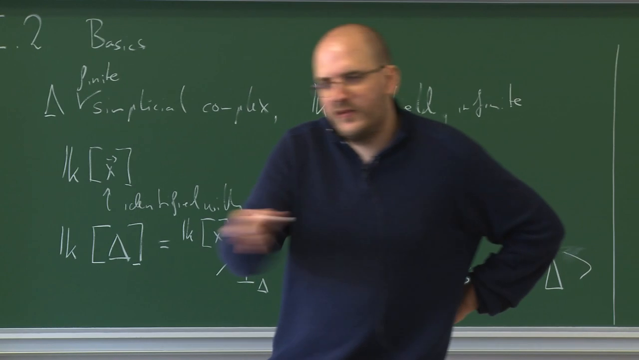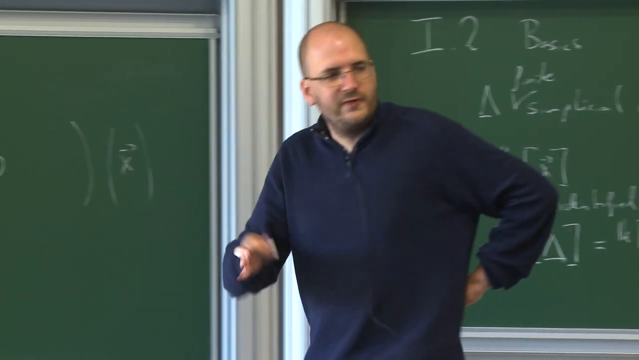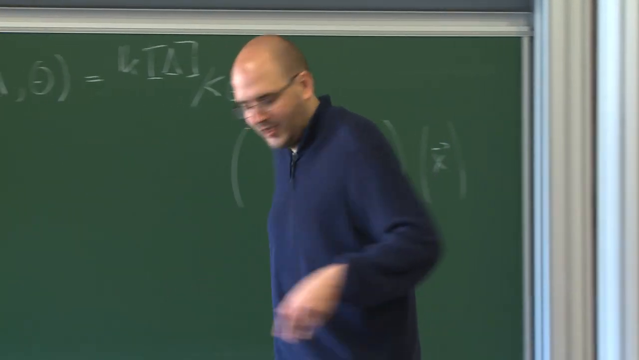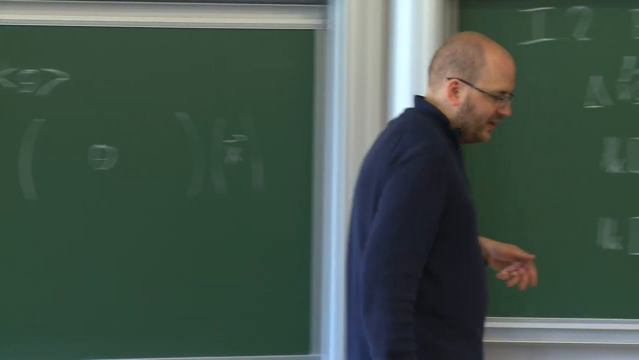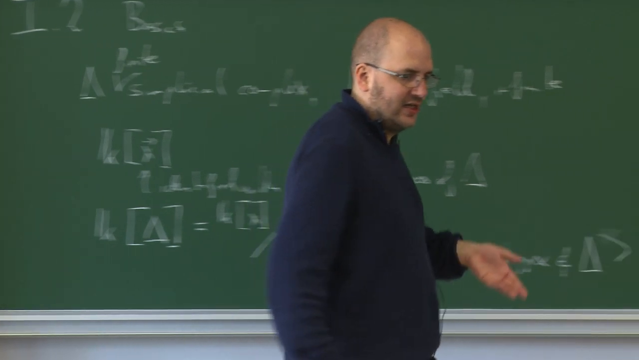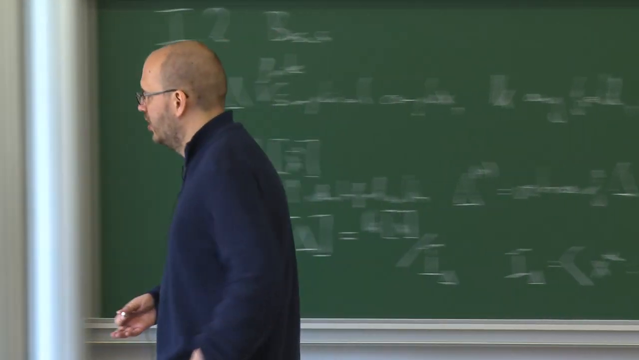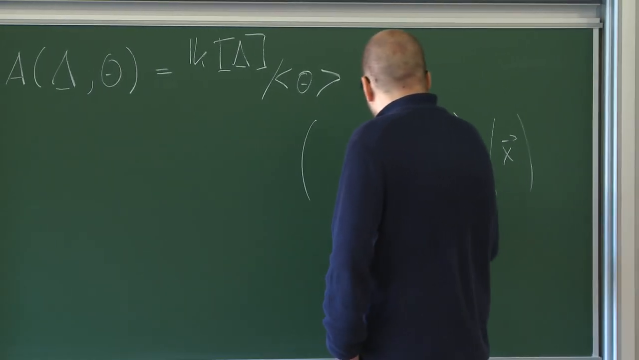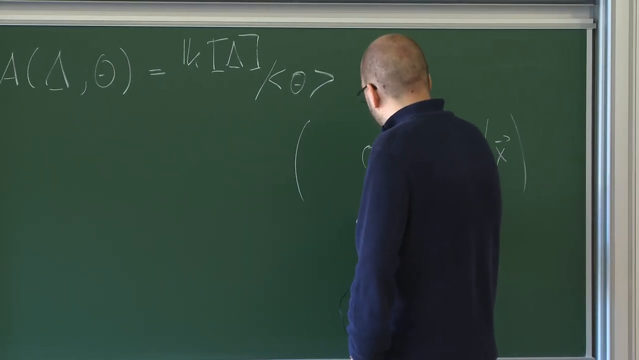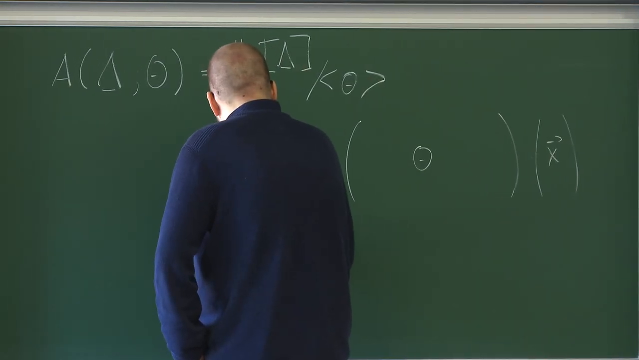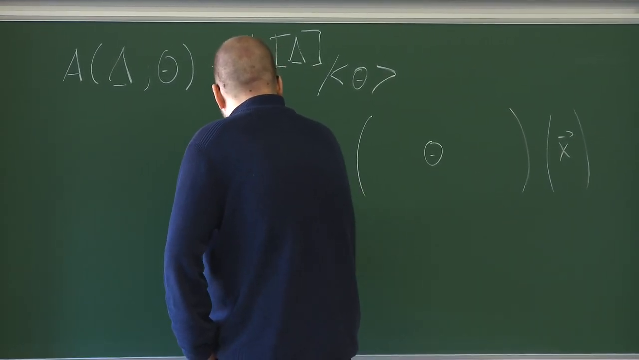So let me give you the precise answer. Maxim and Gopher asked the same question, or rather Maxim answered. When is this finite dimensional as a vector space, when is this quotient of Krull dimension zero? And you can make it quite simple. You can look at any face.